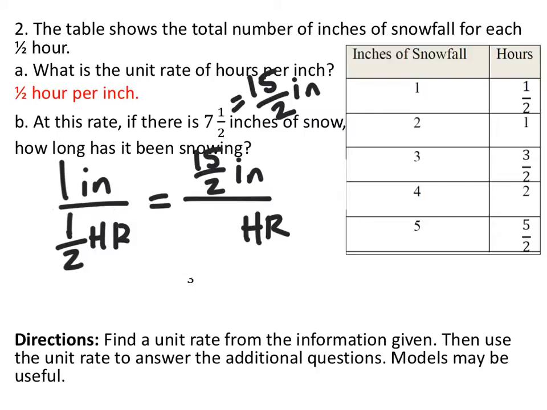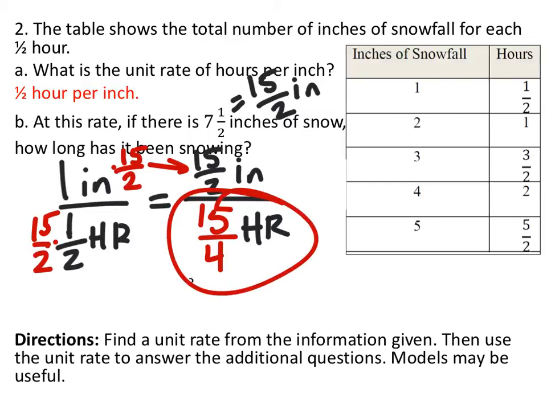So the nice thing about this is using the unit rate, we simply multiply that 1 inch by 15/2 in order to get the 15/2 there. But we'll do it as well to 1/2 hour, so 15/2 like this times that 1/2 hour. And we'll just multiply the numerators together, getting 15. And the denominators, 2 times 2 is 4. So in order to snow 7.5 inches, it will take 15/4 of an hour.